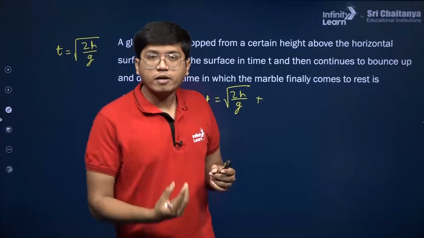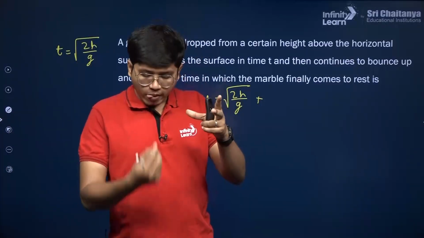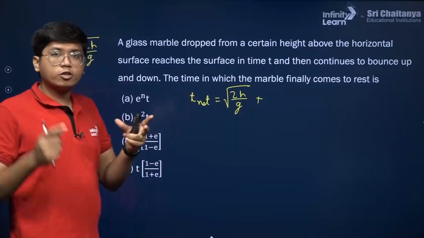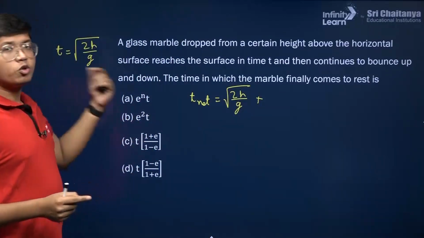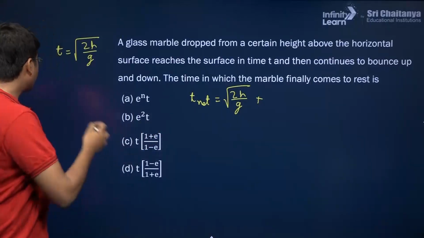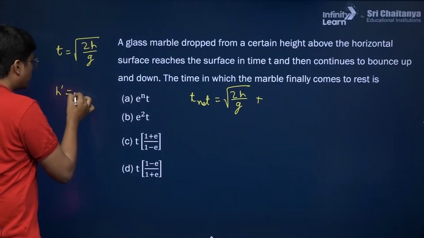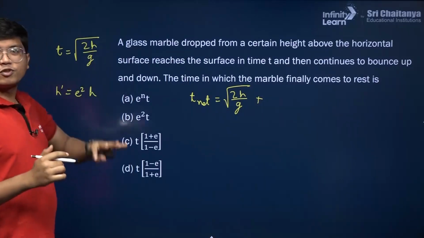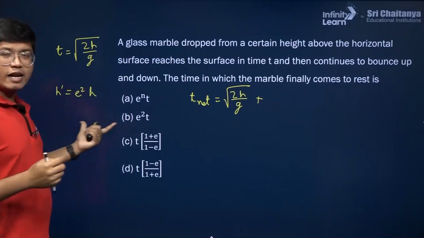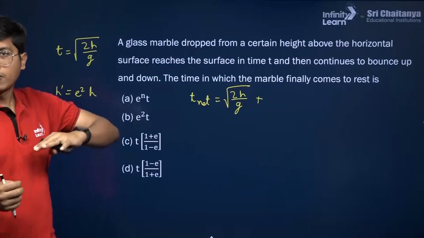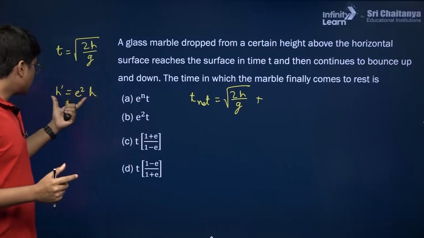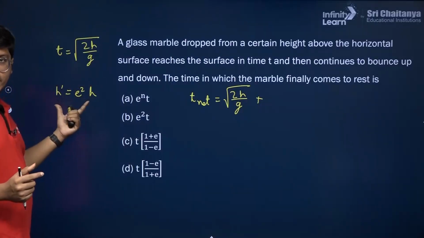So we know that when you leave it from a height, it goes down. When it bounces up, if the coefficient of restitution is E, then the height to which it will bounce is given by h dash is equal to E square into h. Okay, we know this as a relation. If you don't know the relation, you can even derive it. E is just V by U. E is V by U, then just compare and you'll get this relation. So this is the height to which it will rise.